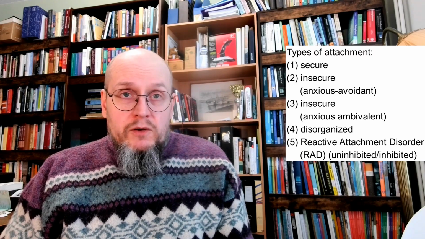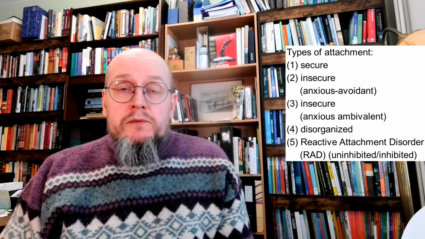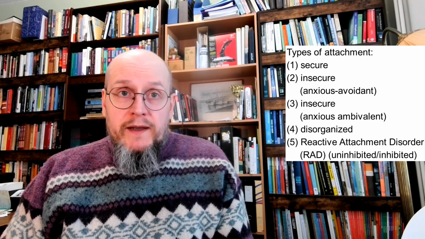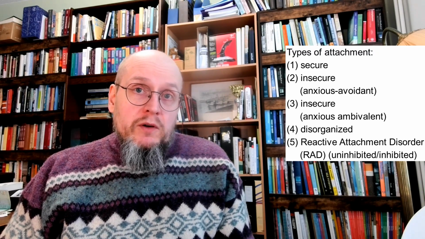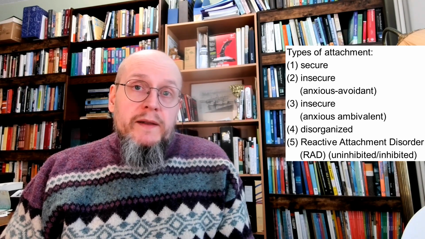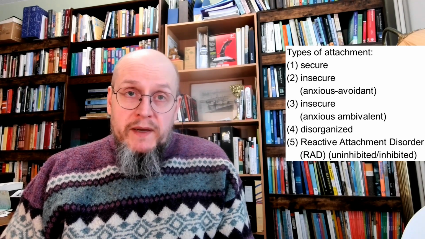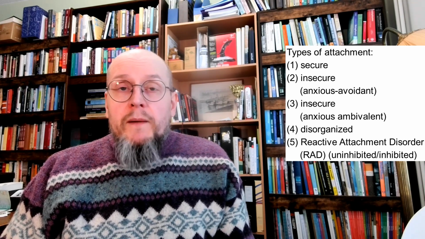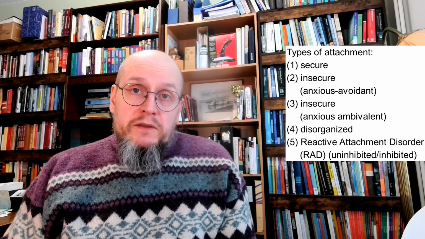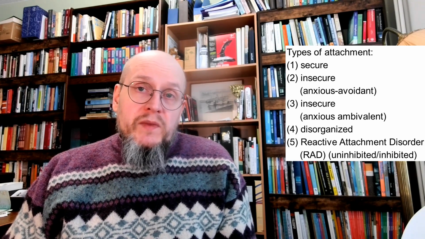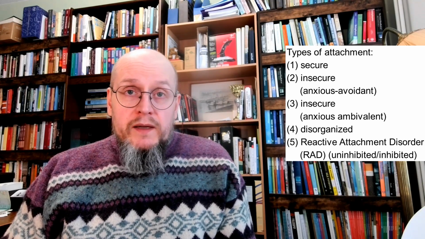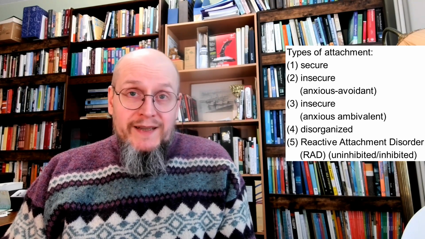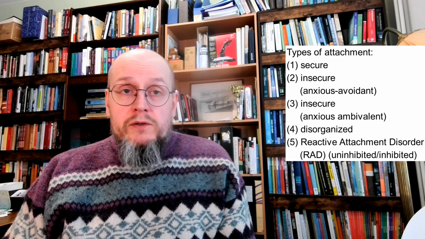Finally, there is also a rare attachment type called RAD, or reactive attachment disorder. It also is neither secure nor insecure. It is caused by repeated experiences of abandonment. There are 2 subtypes of this disorder. In one, the child is socially uninhibited with strangers, and in the other, the child is inhibited, avoiding all social contact.